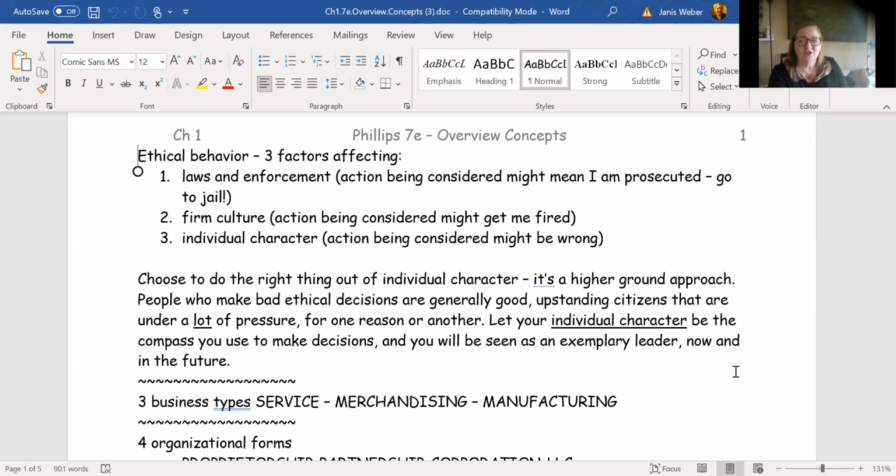So that one actually is foolproof. If your individual character keeps you from doing wrong, then it doesn't matter if you would have gotten caught by your peers at your organization, or if you would have gotten caught by the law and enforcement, because if your individual character stopped you from doing it, you're not doing anything unethical. So that would be the strongest deterrent.